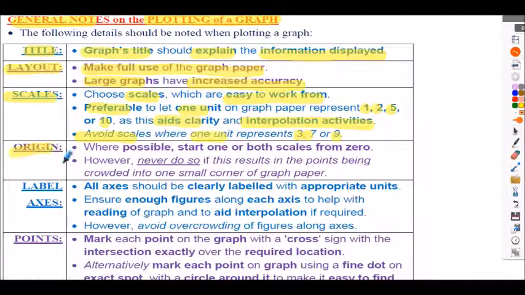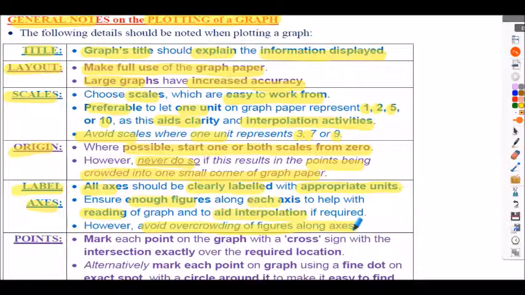Consider the origin. Where possible, we start one or both of our scales from 0, but we don't do that if that would result in the points being plotted in one small corner of the graph paper. Label axes. All axes should be very clearly labelled and appropriate units stated as required. Ensure there's enough figures along each of the axes to help with reading of the graph and also aid in interpolation if that's required. Try not to overcrowd the figures along the axes.